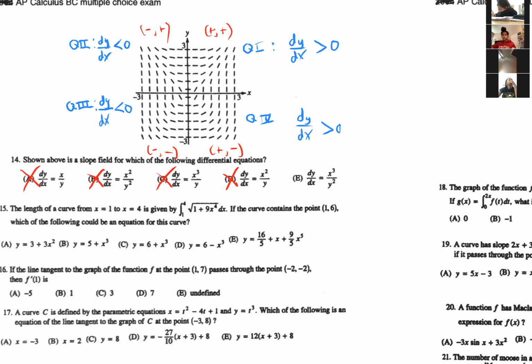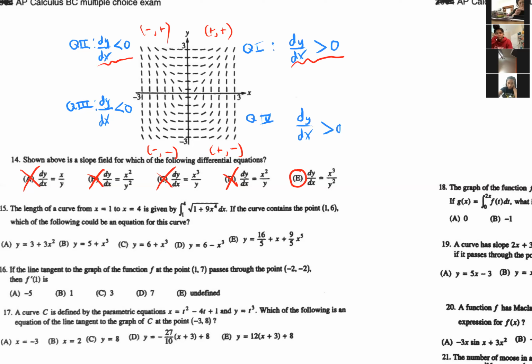So the answer must be E, but let's talk about why. So let's go through all 4 quadrants. So for quadrant 1, everything's positive, so that'll work. So quadrant 2, the x coordinate is negative. When you cube a negative, it makes it negative. A negative divided by something squared is positive. So a negative over a positive gives you a negative slope. So that's what we have here.